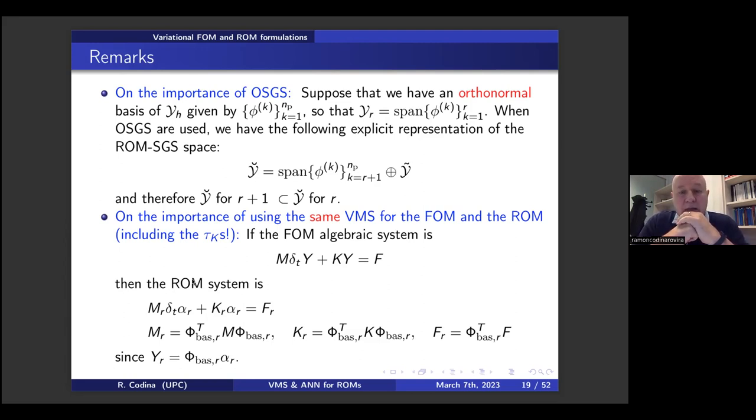The second remark is that since we are using the same variational multiscale method for the ROM and for the FOM, if the FOM system has this expression, where delta t is an approximation to the temporal derivative, then the ROM system has this structure, where matrix M_R is nothing but the projection of matrix M onto the ROM space, and likewise for matrix K_R, and also for the forcing term. Because, as we saw at the beginning, and I said it was a trivial observation but it's useful, the nodal unknowns of the reduced order function are nothing but the basis functions multiplied by the coefficients of the expansion. So only when we have exactly the same numerical model for the full order model and for the reduced order model, we have this property, which can be understood as a Galerkin projection.